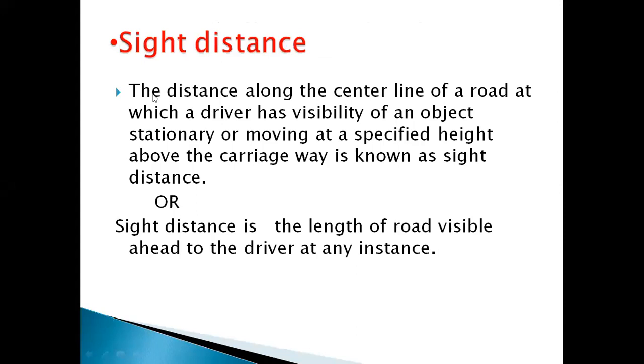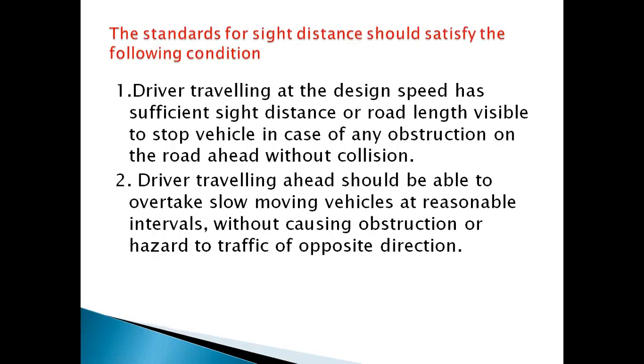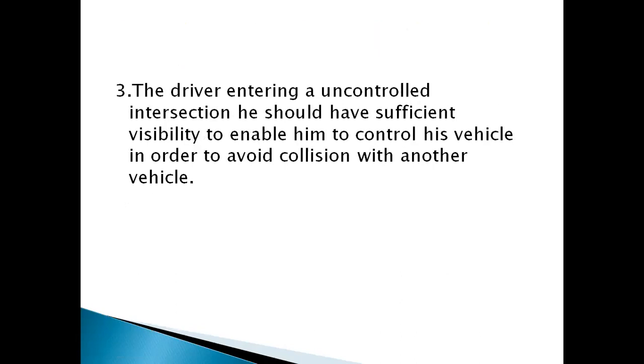Then after that we had discussed the term sight distance. The distance along the center line of the road at which a driver has visibility of an object, whether the object is stationary or moving, at a specified height above the carriageway, is known as the sight distance. The sight distance is a distance along the center line of the road and this distance is visible to the driver.